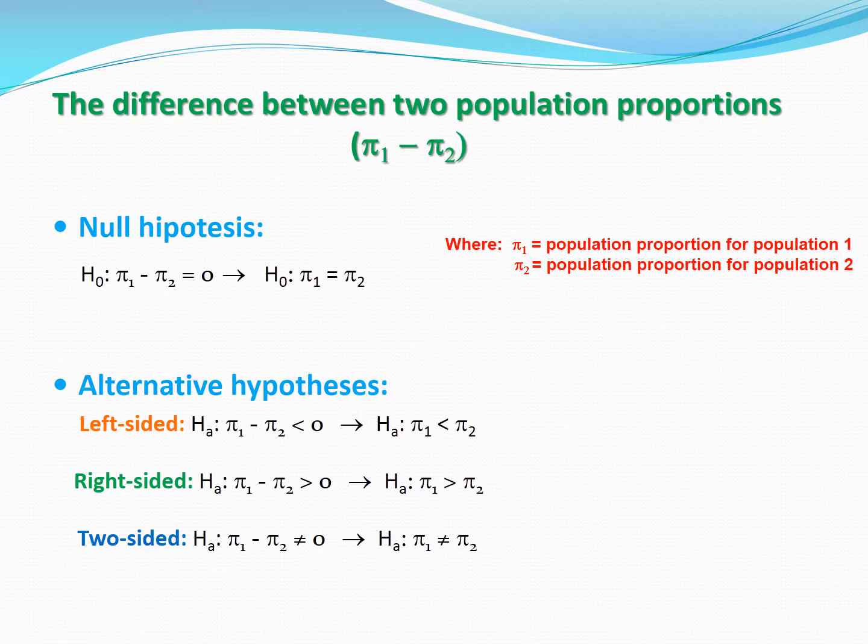So in the left-sided alternative hypothesis, you will state that pi 1 is less than pi 2. In the right-sided alternative hypothesis, that pi 1 is greater than pi 2, and in a two-sided alternative hypothesis, that pi 1 is not equal to pi 2 or different than pi 2.